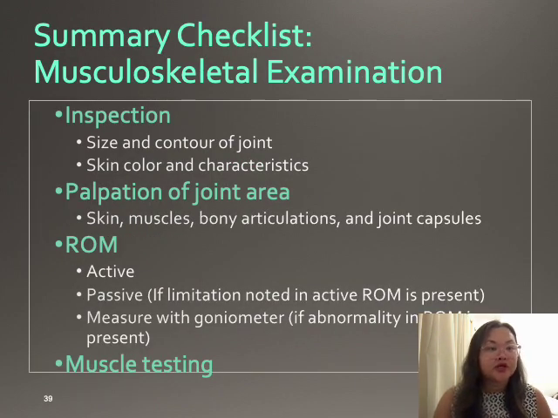So in review, you're going to inspect and palpate every joint area. You're looking for size, contour, shape of the joint, skin color, checking for the characteristics, making sure there's no signs of infection, heat, discomfort. You're palpating over the skin, the muscles, the articulations, and joint capsules. So any swelling. And then you're going to check for tenderness, and then move on to range of motion. Active and passive, especially if they aren't able to do the active, you might try to do the passive range of motion. And then you're going to measure with a goniometer if there is an abnormality.